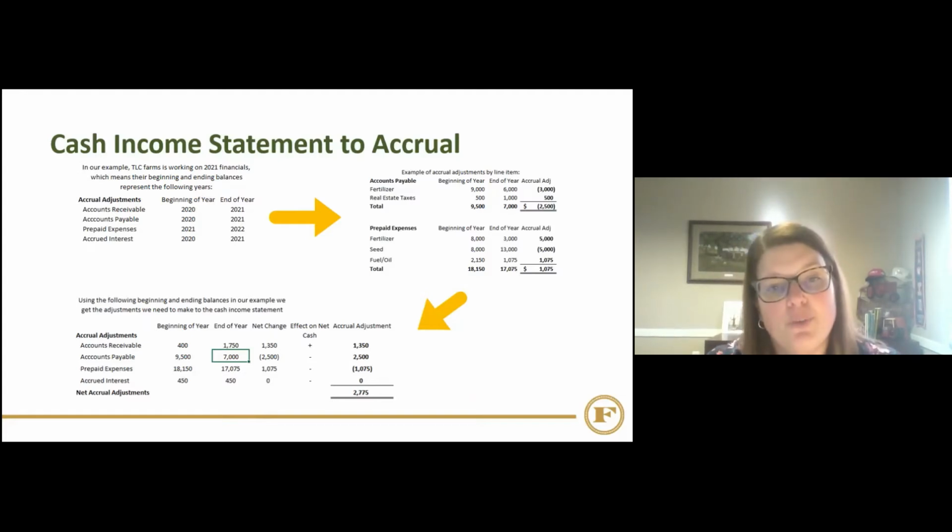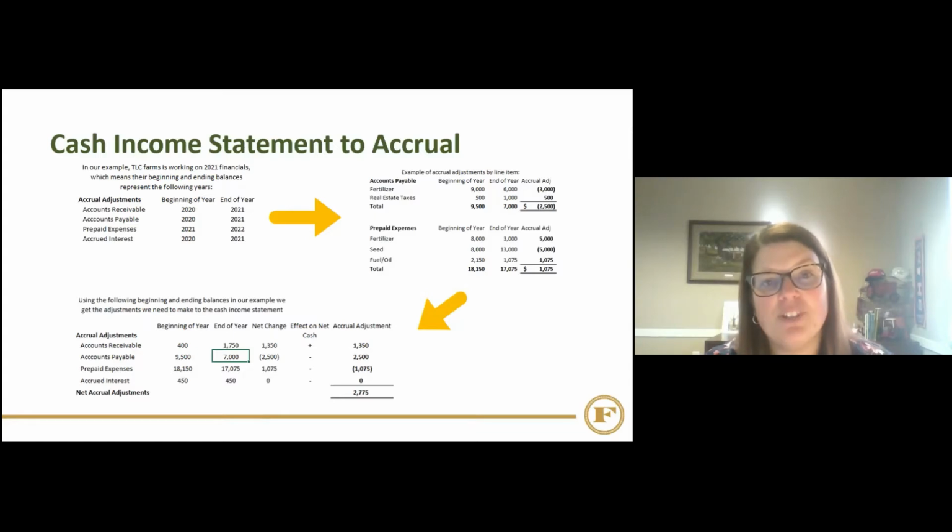So in our example, I took the positive 1,705 times a -1, since prepaid expenses have a negative effect on net cash income. That means you will subtract 1,705 from your cash income. TLC Farms is essentially increasing their expenses, which means less net income.